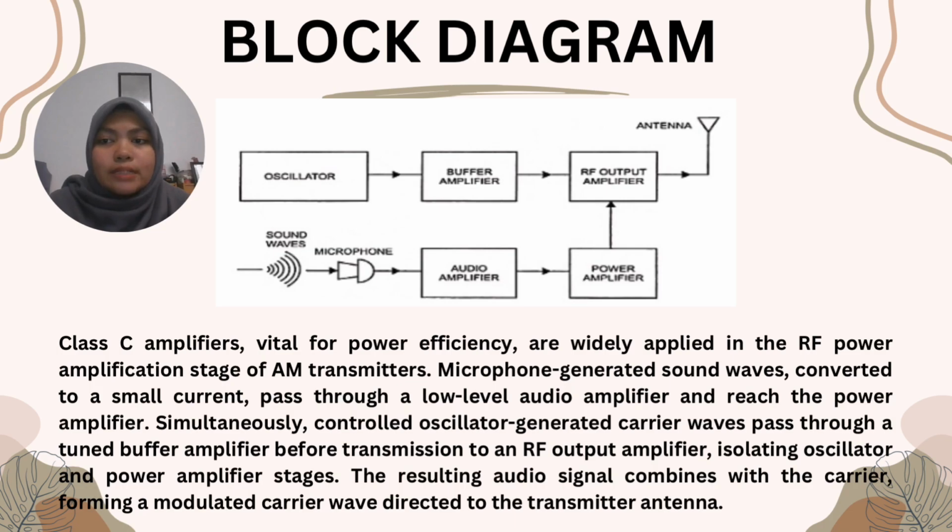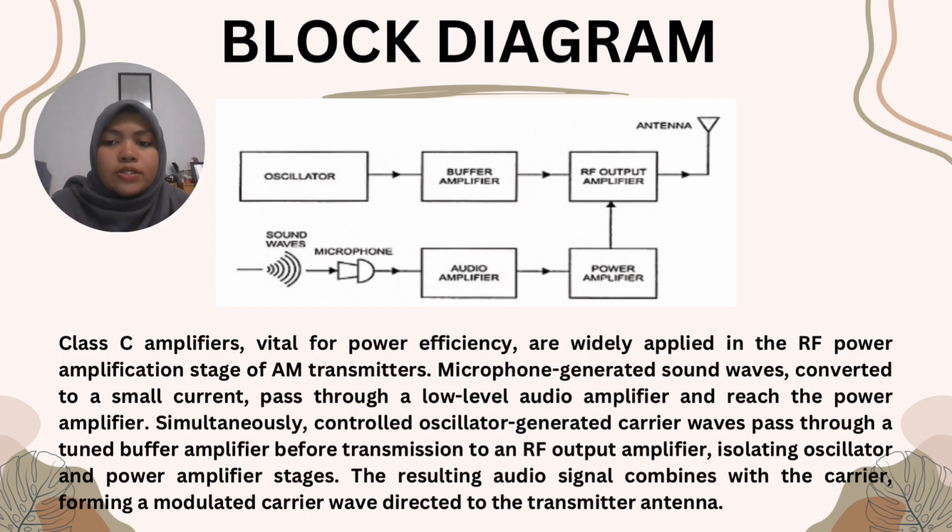So this is the block diagram of how the signal will be transmitted to the antenna. Here we are using a Class C amplifier. Class C amplifiers are commonly used in the radio frequency power amplification stage of AM transmitters, particularly in applications where power efficiency is crucial. When the sound wave produced by the music strikes the diaphragm of a microphone, it will convert to a tiny varying current.